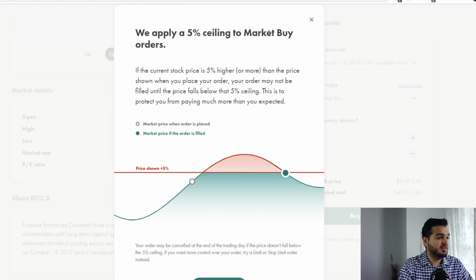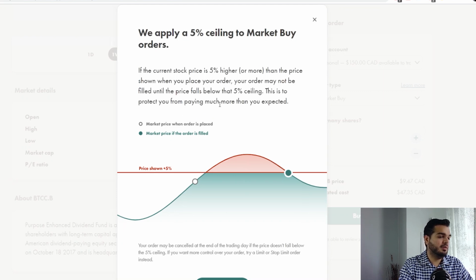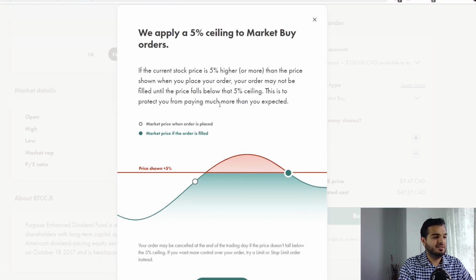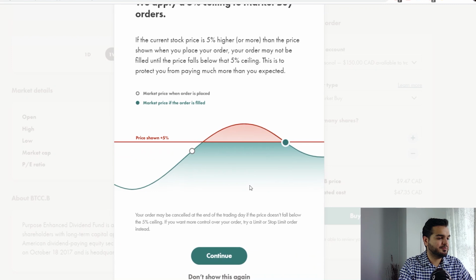We may apply a 5% ceiling to market buy orders. So if the current stock price is 5% higher or more than the price shown when you place an order, your order may not be filled. So I guess it offers a surge protection almost. If you're buying a stock or an ETF and almost immediately it surges by more than 5%, you do get a little bit of shelter. You're not sticker shocked. So for example, if I was buying a fund for $10 and in that 15-minute period, it shoots up like 50%, that way you do get some protection.